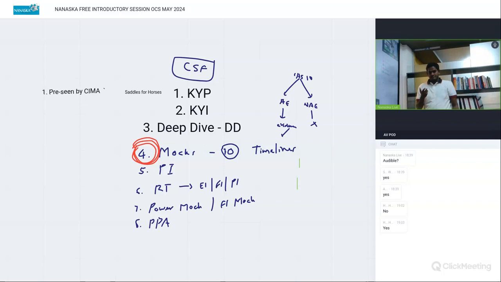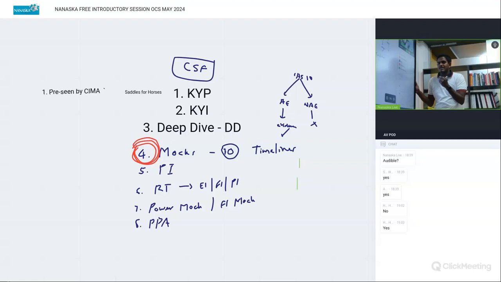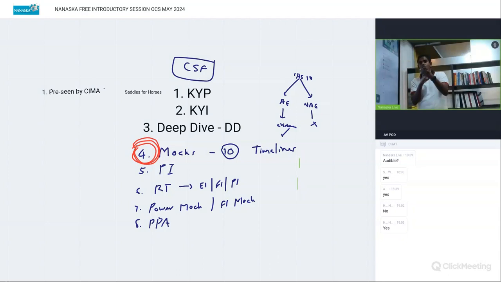You're going to attempt about 8-9 papers by yourself. You're going to mark them and we give you the feedback. The more and more you do, the more and more you familiarize yourself with that exam context. You know how questions are structured and how you need to attack each and every question.